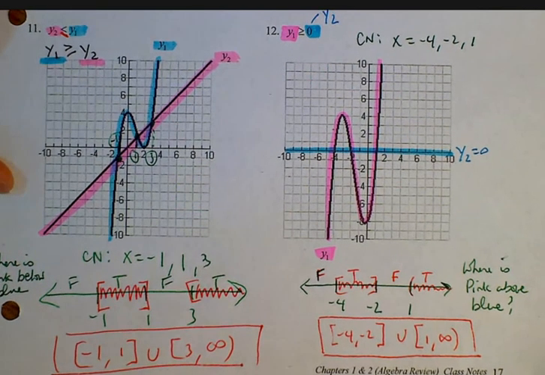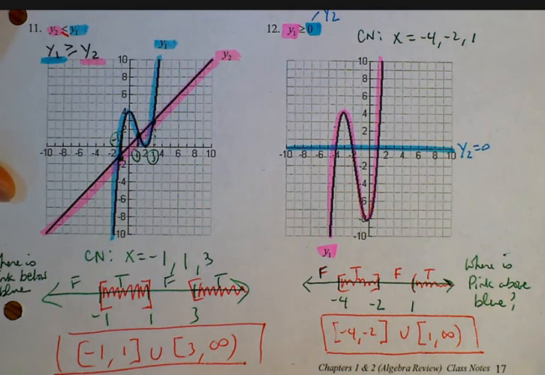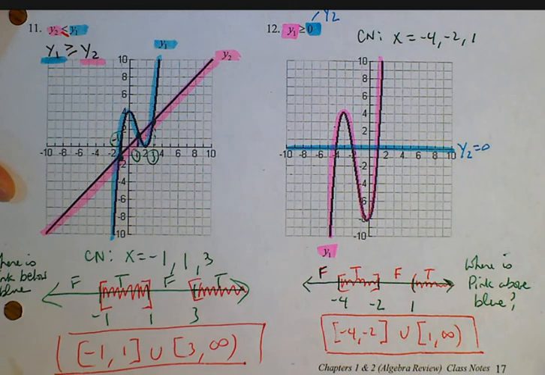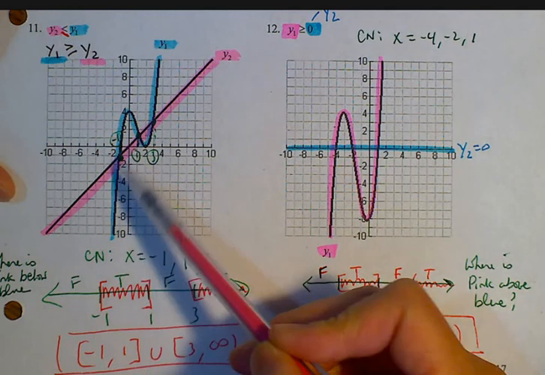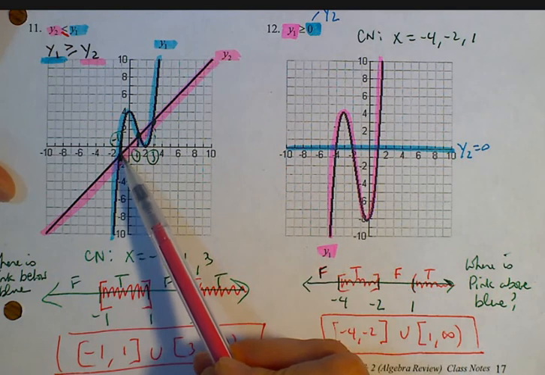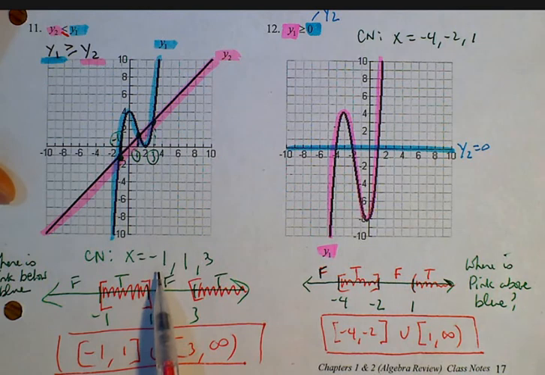Okay, here are the answers to 11 and 12. So in 11, I actually changed the problem and I wrote it as equal to, just because I think it's more interesting with equal to in this problem. So here I have the blue is this graph, and then the pink is the line, and then I just intersected them. So my critical numbers are at -1, 1, and 3. And then I do my test numbers and I determine that it's false, true, false, true. So my solution is -1 to 1, bracket, bracket, and then 3 out to infinity.